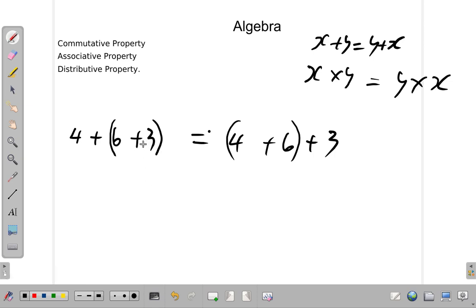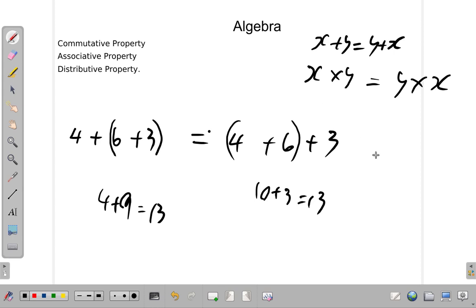6 and 3, 6 plus 3 is 9. So 4 plus 9 would be 13. Let's see if it works here. Do what is in the bracket first. 6 and 4 is 10. 10 plus 3 is the same, 13. Alright, this is the associative property.